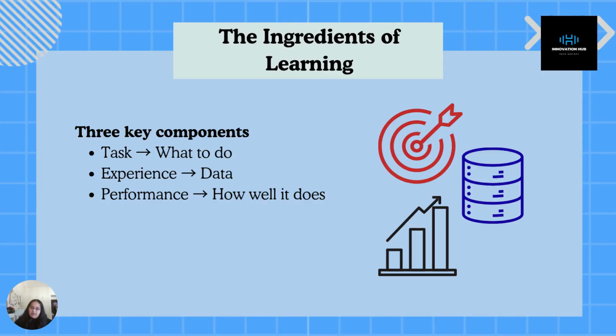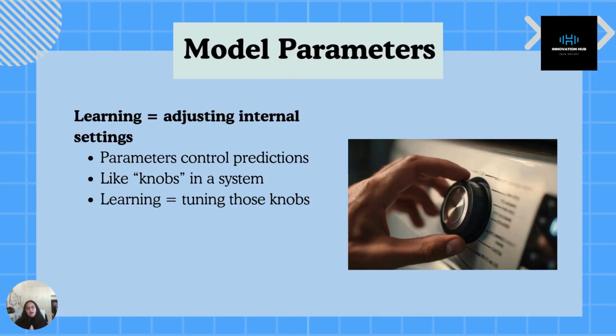Now, let's define parameters. Firstly, a model is the mathematical structure used to make predictions, and inside the model are parameters. Parameters are adjustable numerical values that determine how the model processes input data. You can think of them as knobs or dials. Each parameter controls how much influence a particular input has on the output. For example, in a model predicting house prices, one parameter might control the importance of size, while another controls location. Learning is simply the process of adjusting these parameters to improve predictions. So when a model learns, its parameters are being updated.